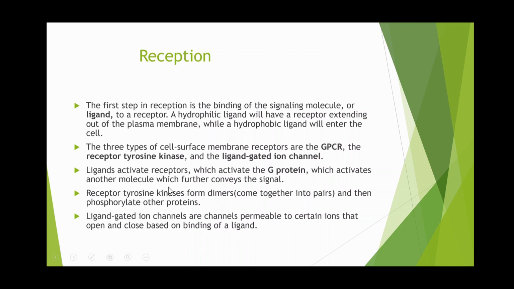So then we have ligand-gated ion channels. So these are channels that are permeable only to certain ions that open and close based on the binding of a ligand. A good example of this would be in neurons. We have ligand-gated ion channels that are responsive to sodium and potassium and things like that.